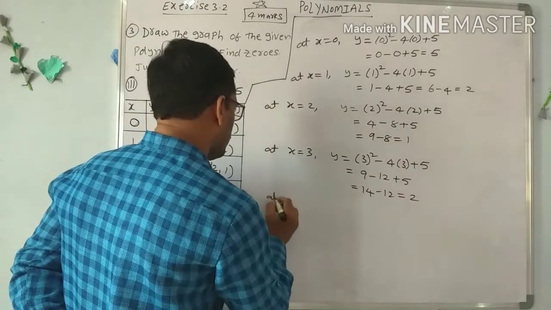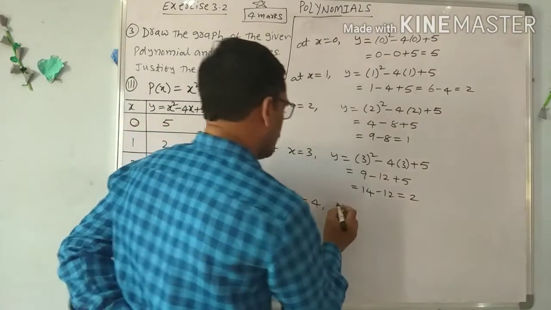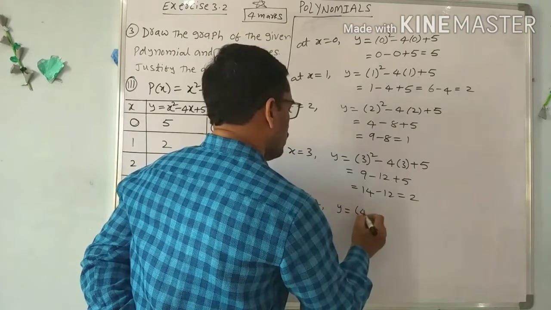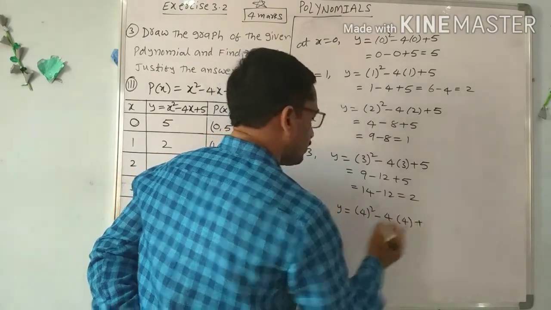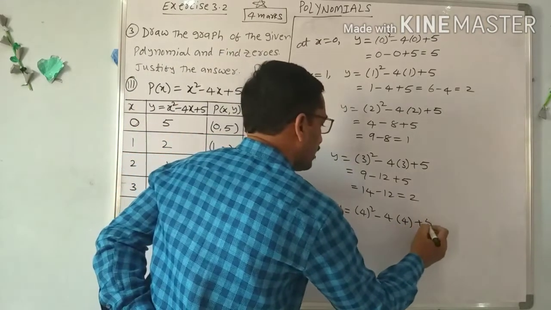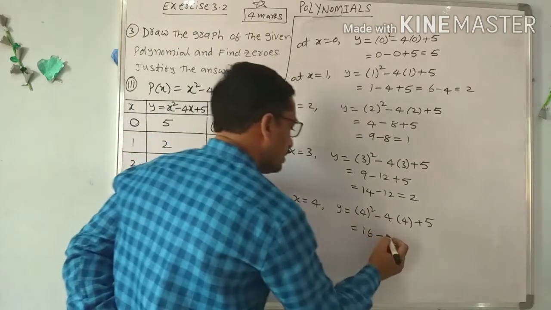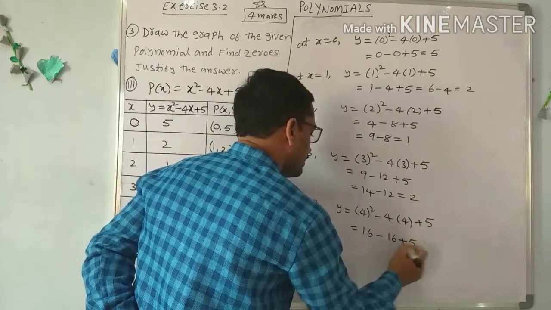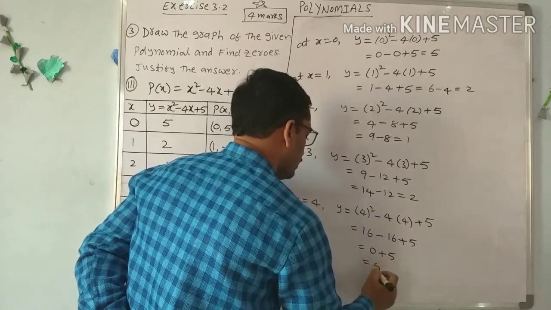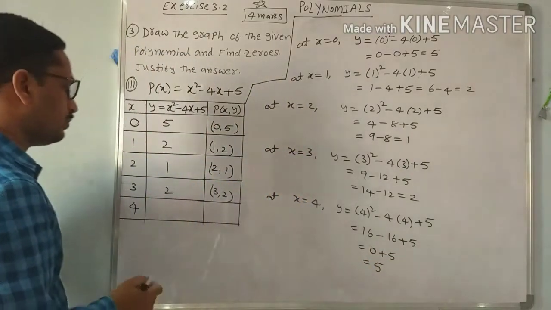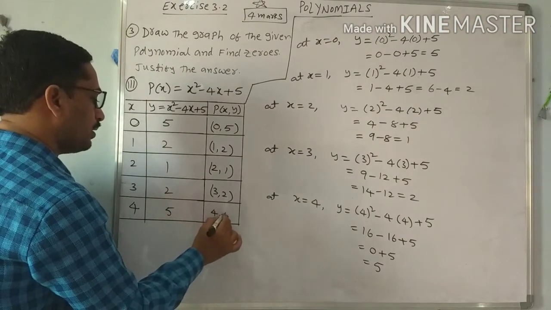Next, the last value at x equal to 4. At x equal to 4, find out y value. y equal to 4 square minus 4 into 4 plus 5. 4 square value 16 minus 4 into 4, 16 plus 5. 16 minus 16, 0. 0 plus 5 equal to 5. So at x equal to 4, y value 5. So coordinate (4, 5).